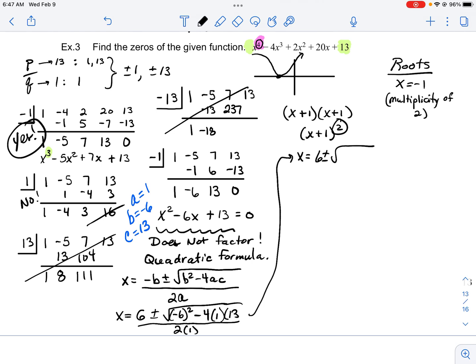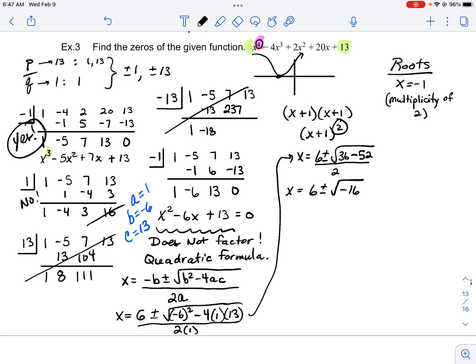So we have 6 plus or minus the square root of negative 6 squared, which is a positive 36. And then we're going to do the negative of 4 times 1 times 13. So 4 times 13, again, I hope you have your calculator and you're participating along and not just copying. That's going to give us 52, I believe, all over 2. And we keep simplifying one step at a time. 36 minus 52. Again, calculator usage is helpful. Hopefully you recognize that that will be a negative.